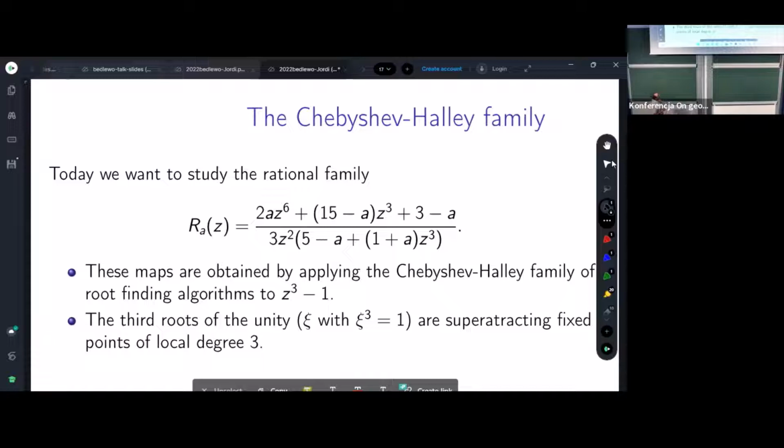And this is a family of methods which have order of convergence 3 to the roots. So if all the roots are simple, if a root of a function is simple, then you know that you will have order of convergence 3 to that root. In particular, if you apply it to z cubed minus 1, you will have that the third roots of unity will be super attracting fixed points of local degree 3.